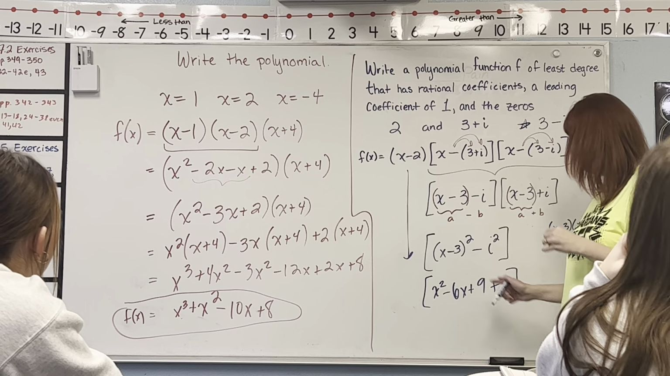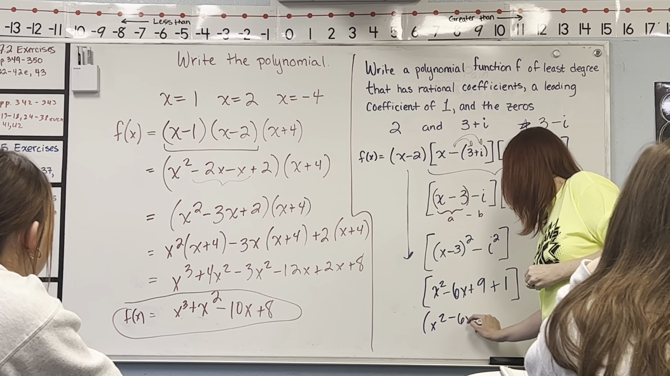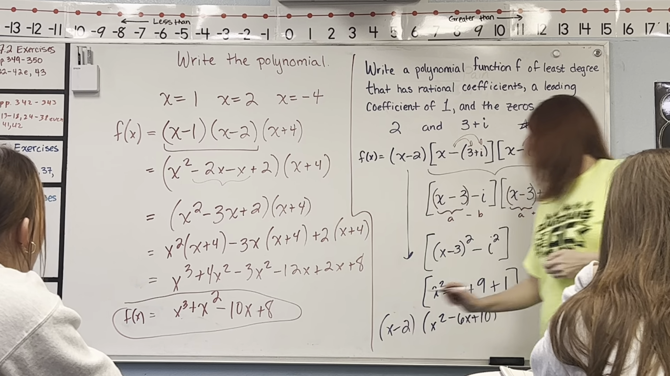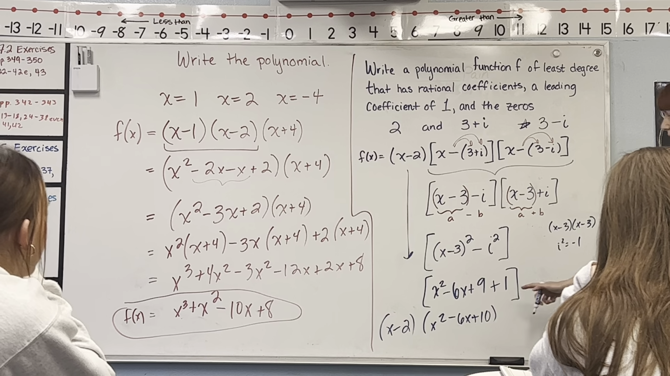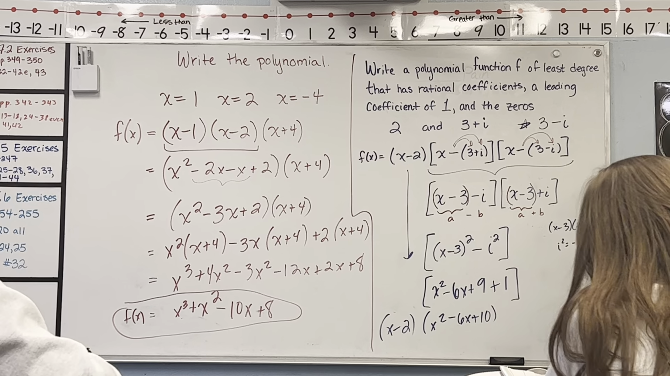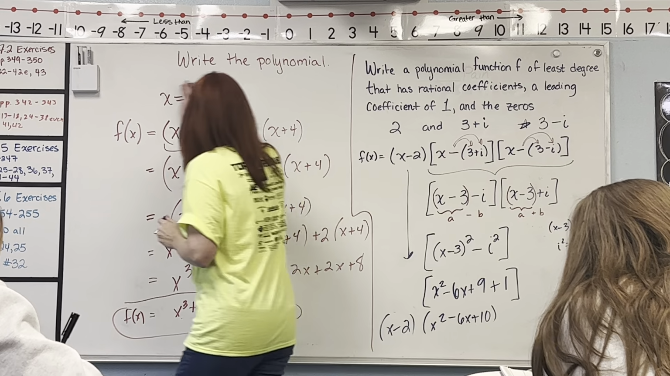We're still multiplying. So this becomes x squared minus 6x plus 10 times x minus 2. Hold on, how'd you get that? I just added the 9 and the 1 together. Okay. She's like, wait, how did you get that?